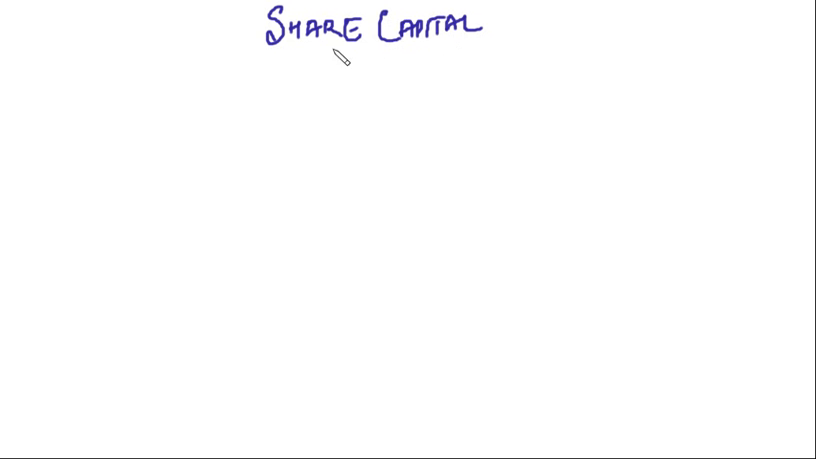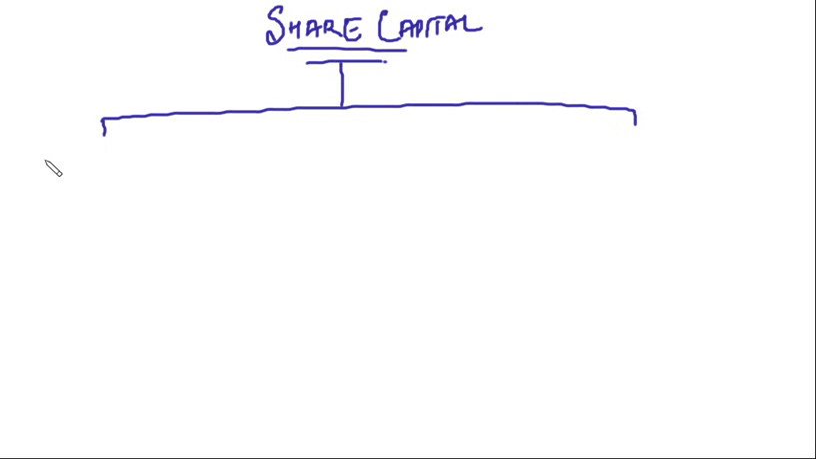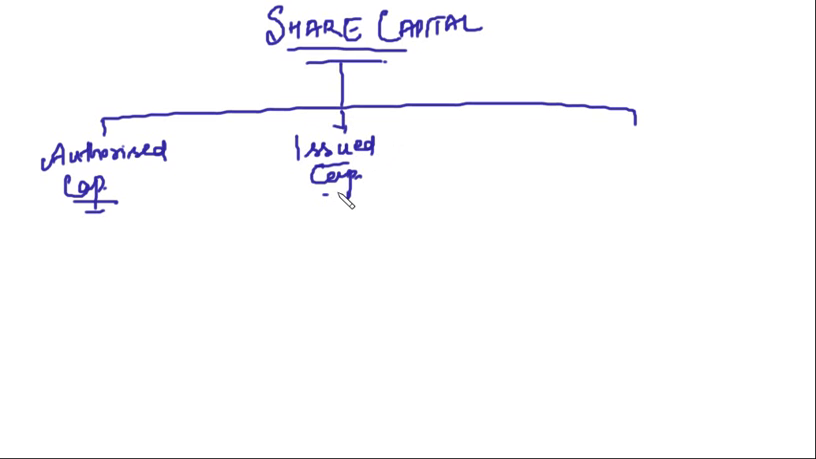In the last lecture, we discussed the classification of share capital. I divided this share capital into three parts. One was authorized capital, then issued capital, then subscribed capital. So our share capital is divided into three parts: authorized capital, issued capital, and subscribed capital.